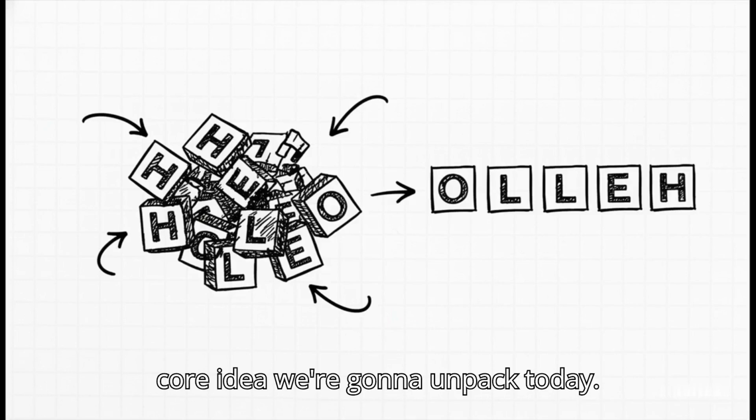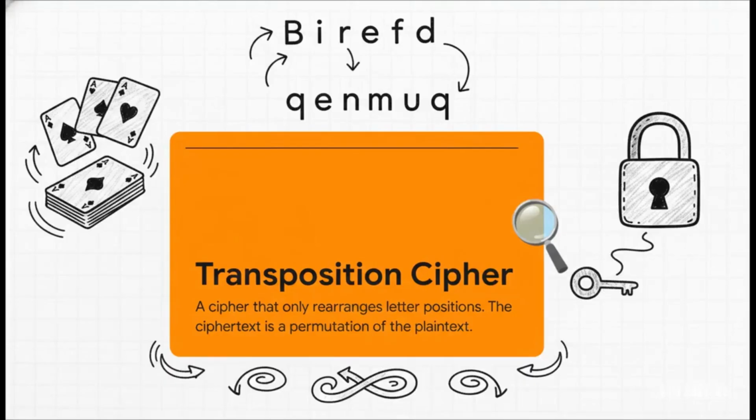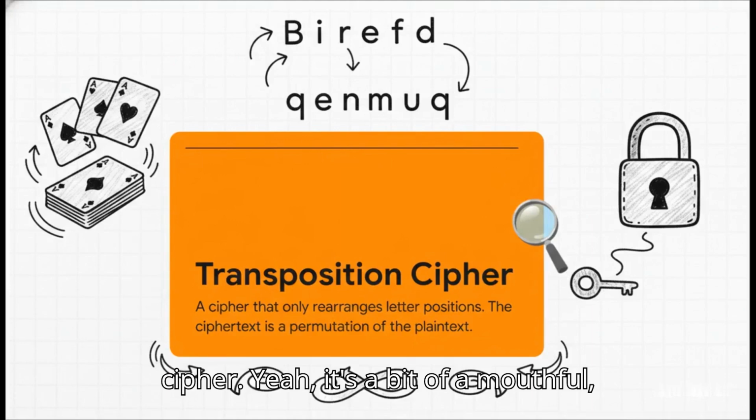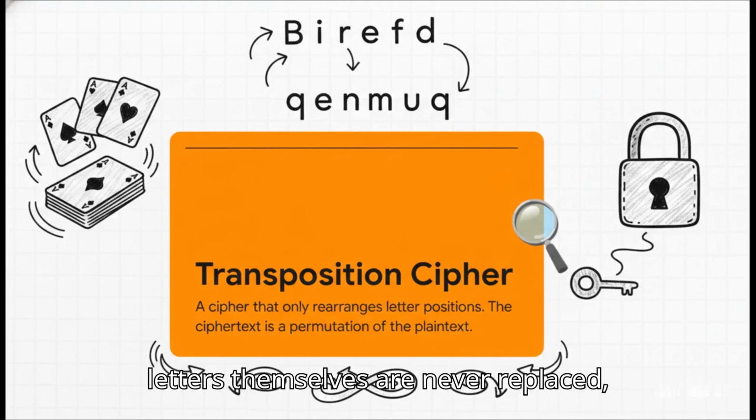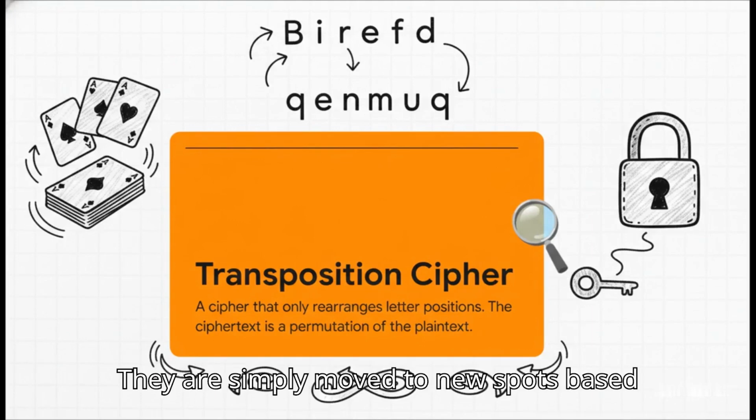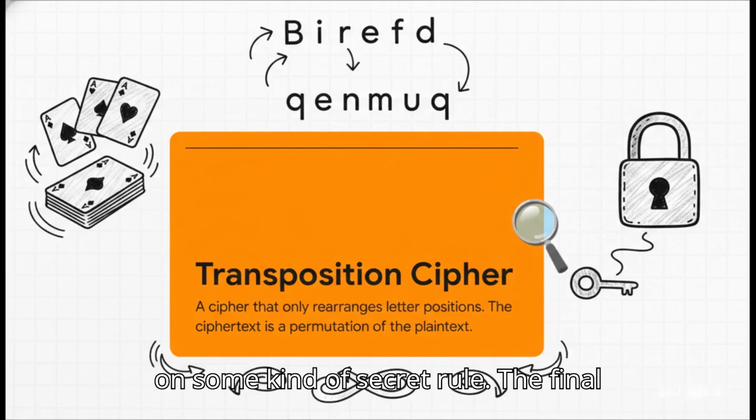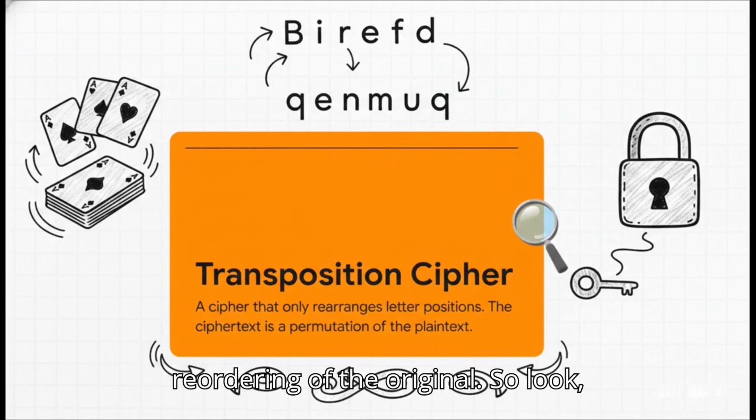And that is the core idea we're going to unpack today. This is what we call a transposition cipher. Yeah, it's a bit of a mouthful, but it's really just a fancy way of saying we're shuffling the deck. The letters themselves are never replaced, they are simply moved to new spots based on some kind of secret rule. The final message is just a permutation, a reordering of the original.